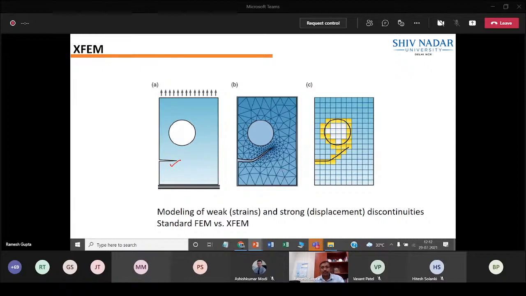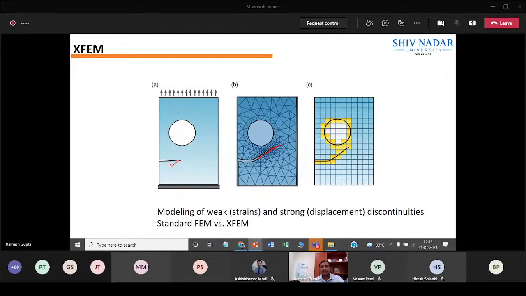Whenever a crack propagates, you have to change your mesh, because earlier the crack was up to here, and now it is extended because of your cyclic loading, and then you have to remesh whatever region it has extended into. So an entire remeshing needs to take place. That is time consuming. If you take a small plate like this, it may be okay, but if you look at real-time structures, it is very difficult.